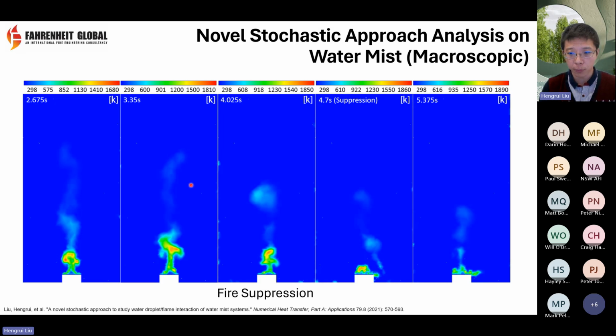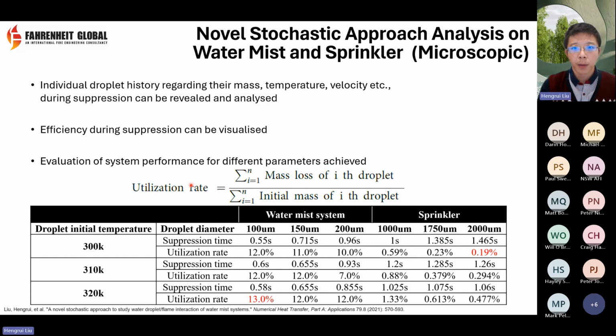It's validating well. We see the fire being suppressed, the temperature being reduced, the plume being tilted away, something we can see. But what we can't really see during experiments is, like we said, the efficiency or effectiveness of the water utilization. So this utilization rate concept, I basically kind of imagined it or invented it.